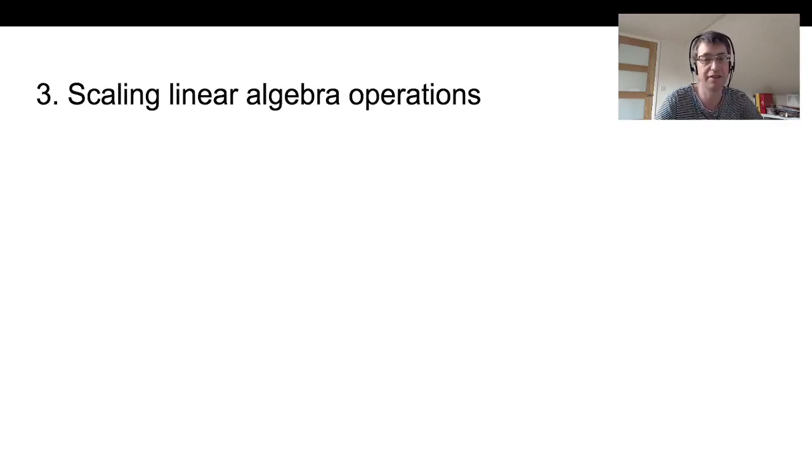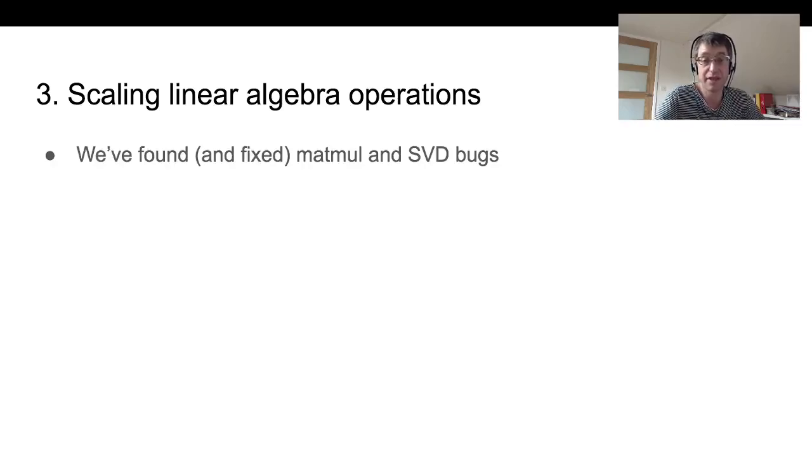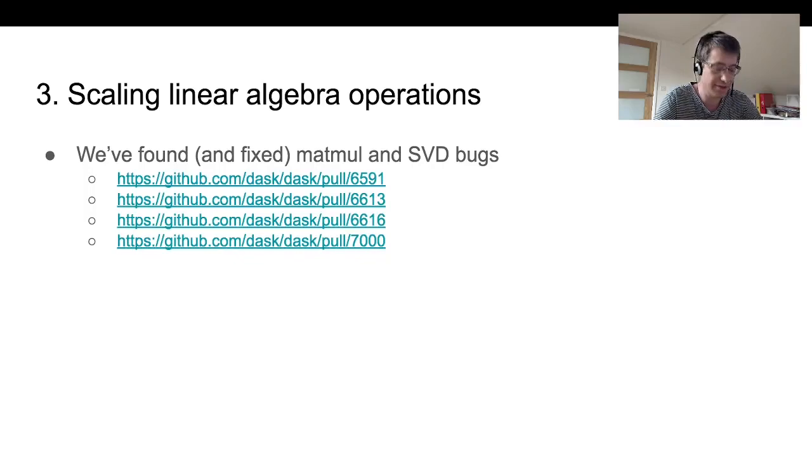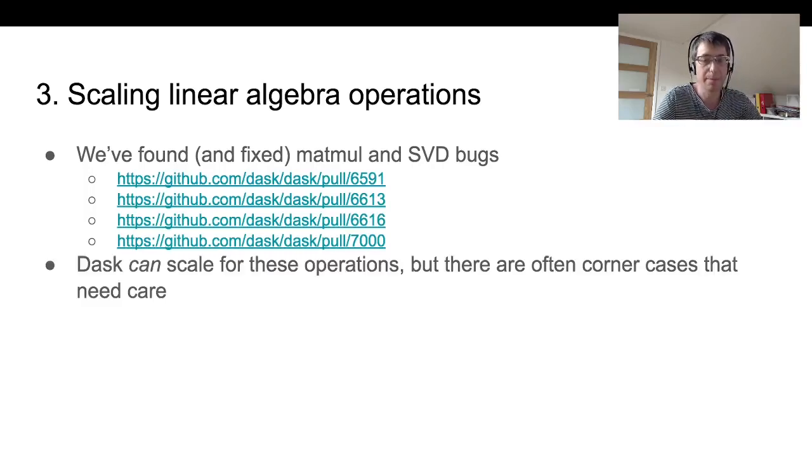The third challenge is scaling linear algebra operations. We found and fixed quite a few matrix multiplication and SVD bugs in Dask. Here's a list of them in case anyone's interested. So I think the takeaway is that Dask works very well for these operations, but sometimes there are corner cases where you have to take care, and there may be improvements that still need making to Dask itself, which is fine.